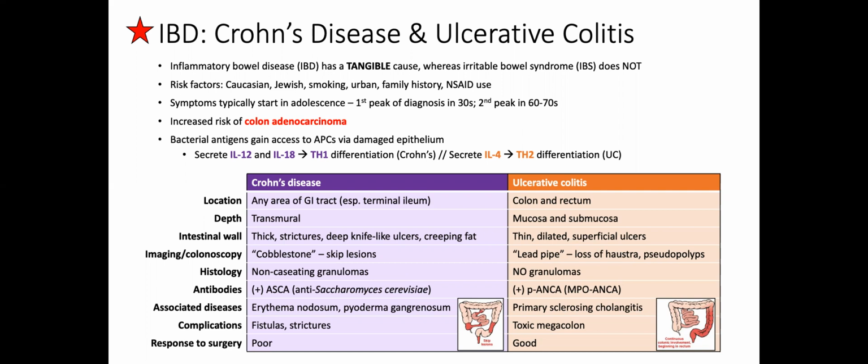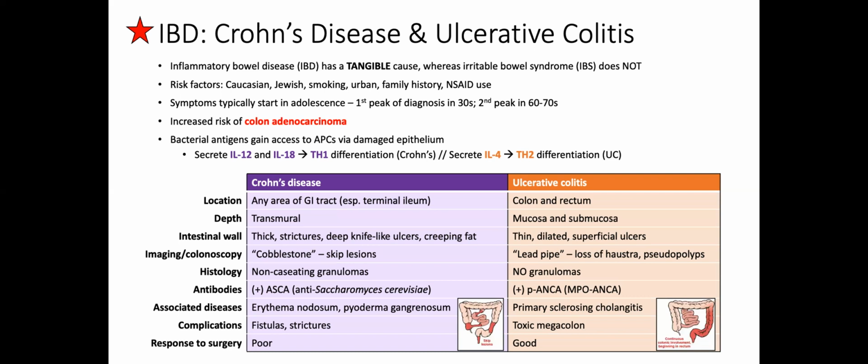So the location for Crohn's disease would be any area of the GI tract. The most important area would be the terminal ileum. But these patients can have lesions even in their mouth. So if you see a patient with small bowel disease and maybe even mouth lesions, start thinking about Crohn's disease. Whereas ulcerative colitis is mostly the colon and the rectum. So if you see rectum, it could be Crohn's because it can be anywhere in the GI tract, but most likely it's ulcerative colitis.